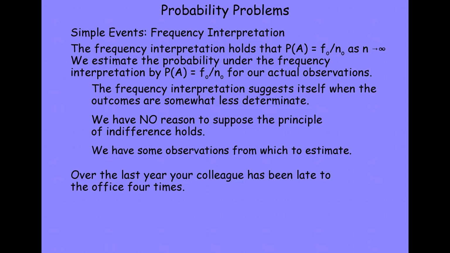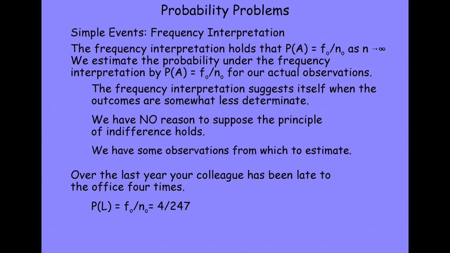So here's an example. Suppose over the last year, your colleague has been late to the office 4 times. So our outcomes are somewhat less than determined. Right? The person could not come in because it's a holiday, it's a weekend, the company's gone bankrupt, and so on. So there are a bunch of different possibilities out there. We have no reason to suppose that the principle of indifference holds because it's not a 50-50 chance that your colleague has come in or not come in. And we do have a set of observations that we can use to estimate our probability.